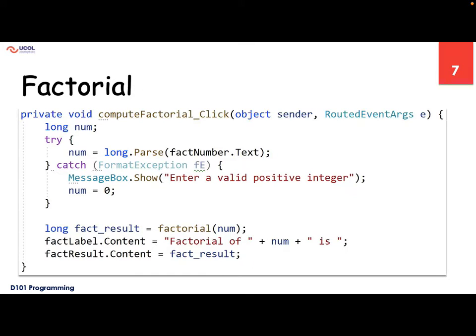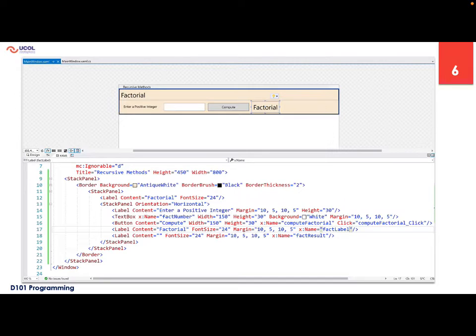So we say number, that is num, and then num is equal to long.Parse of the fact number text box. We are getting the text entered by the user, and then converting that into a long value. And you know that a format exception can occur, so we put it in the try block, and if it is an invalid exception, I put the number equal to 0. If that exception occurs, we make the number equal to 0. It means in the result part, it will show me the factorial of 0 is 1.